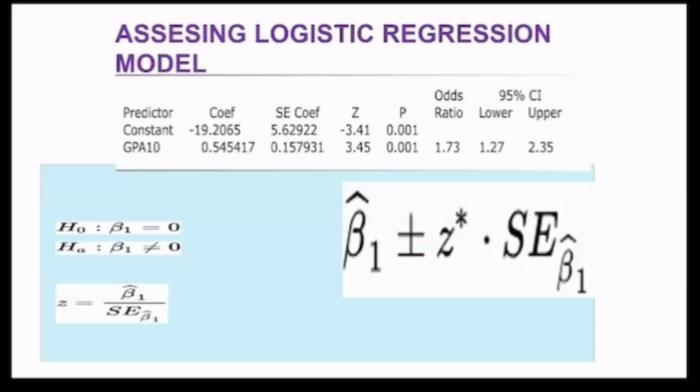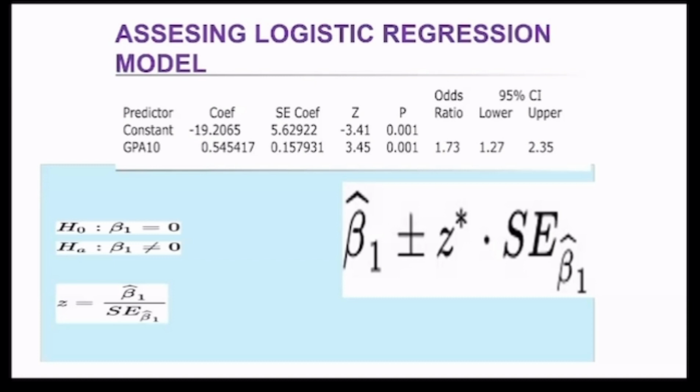If the odds ratio is 1, that's 50-50, right? If the odds ratio is greater than 1, it favors the numerator. That's why you see 1.73. And on the other hand, you see the 95% confidence interval for the odds ratio. What we're telling the world is that the true value of the odds ratio lies between 1.27 and 2.35.